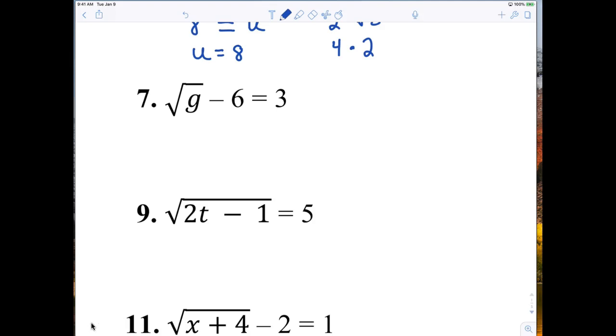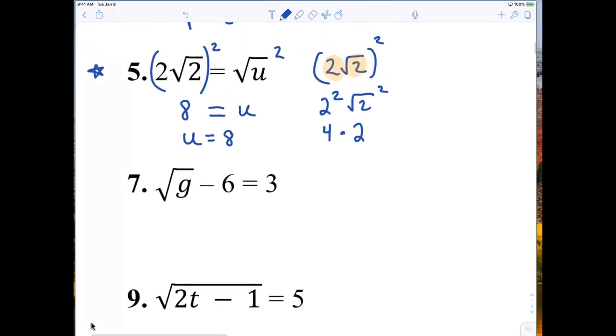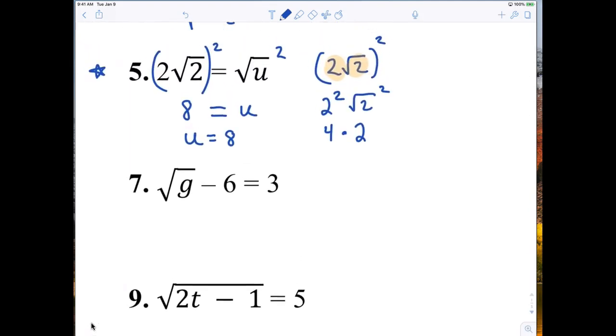I just have a question about how you got this. I get how you get 4 because you had to square both of them. But why is it times 2? Because this means 2 times the square root of 2. Oh, so there's multiplication in between there. Exactly, like this.